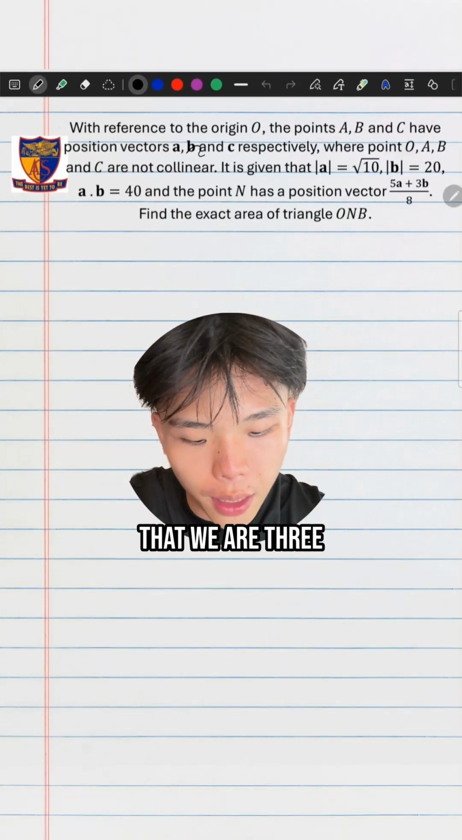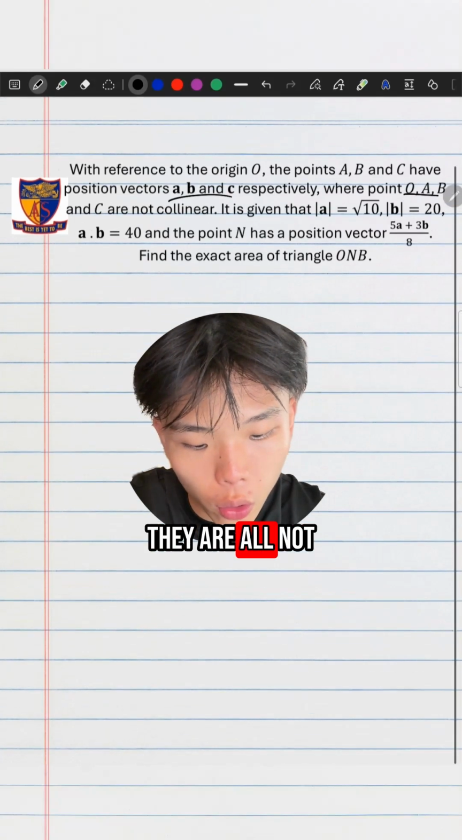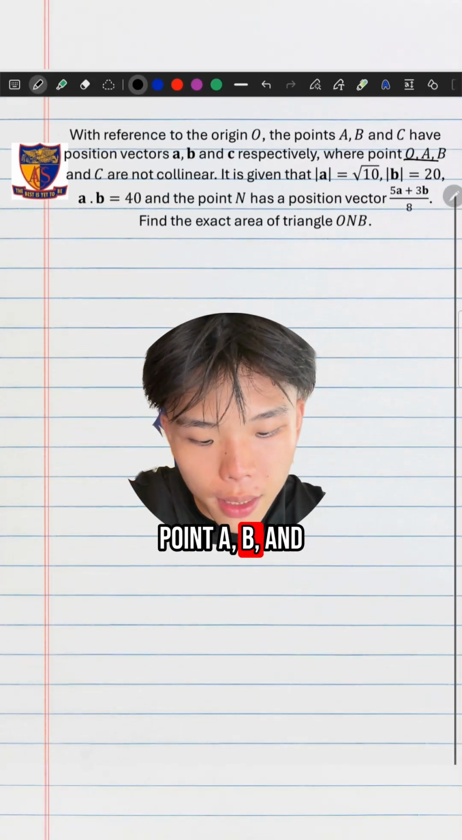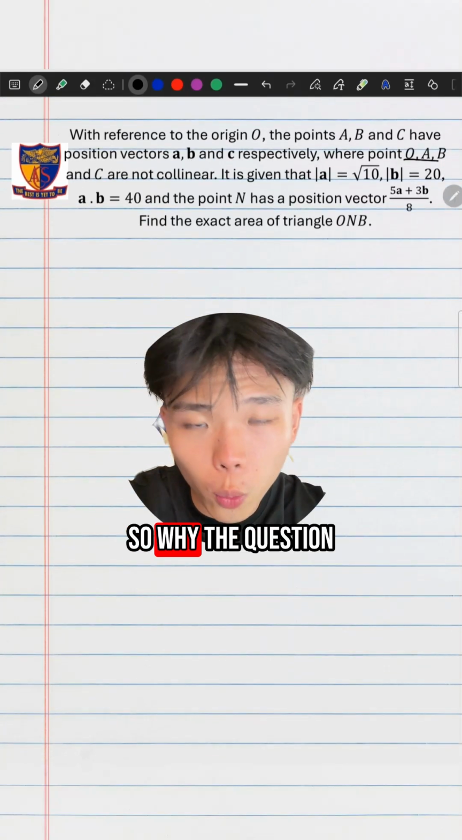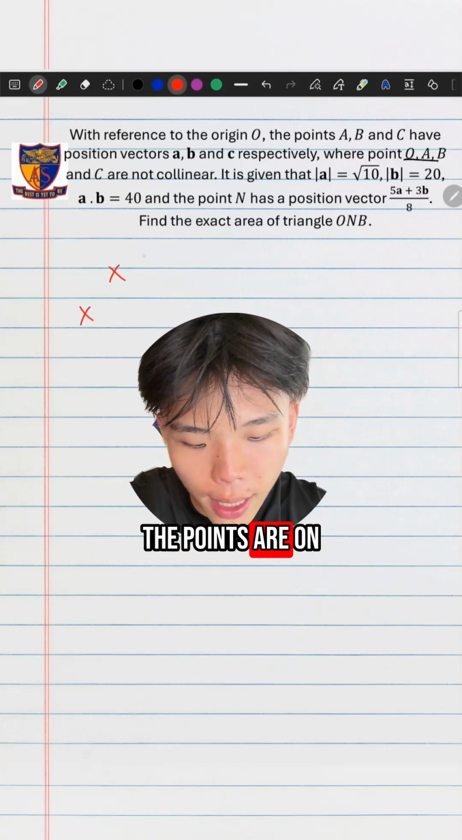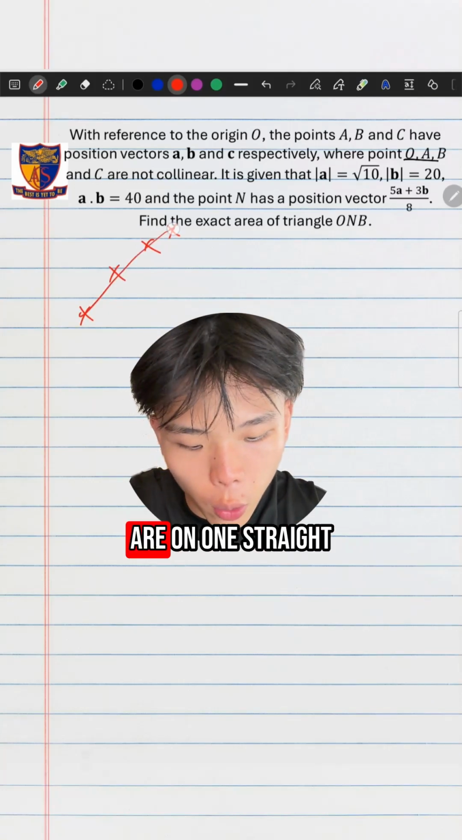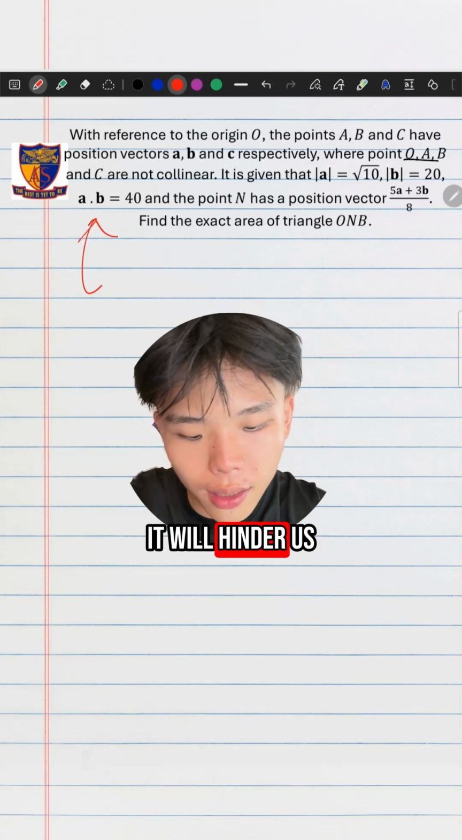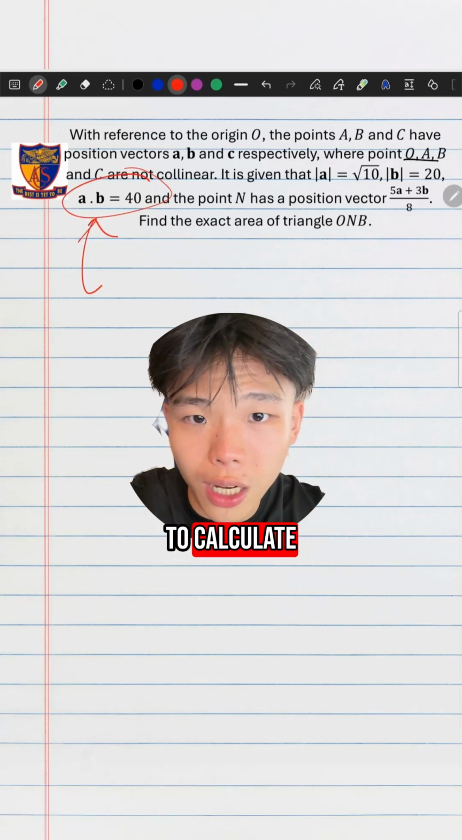But essentially what we have is three vectors, and we are told that they are all not collinear, right? Points A, B, and O and C are not collinear. The question tells us that because they don't want us to assume that the points are on one straight line, and if the points are on one straight line, then it will hinder us from using this value over here to calculate something meaningful.